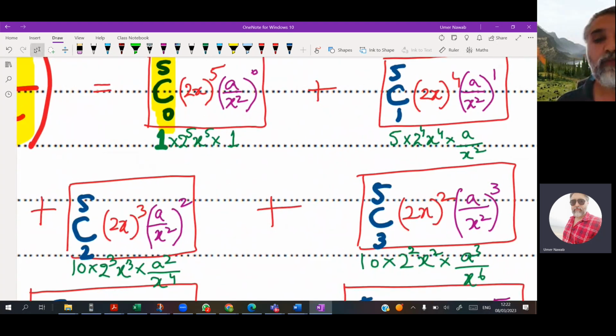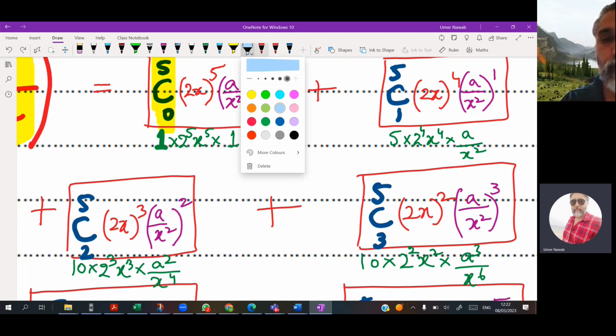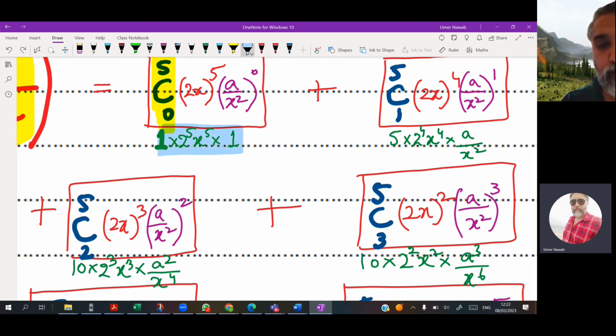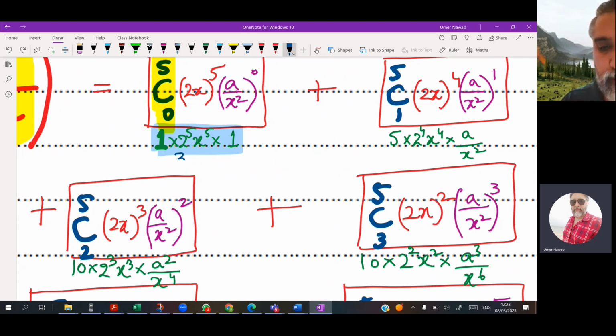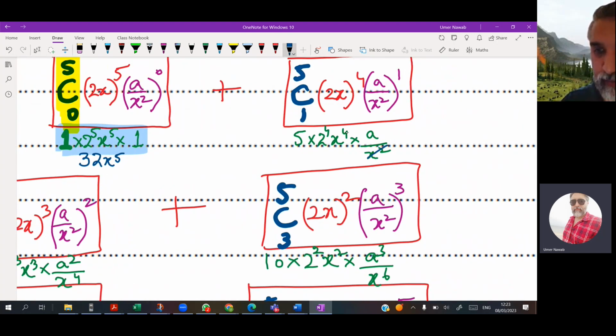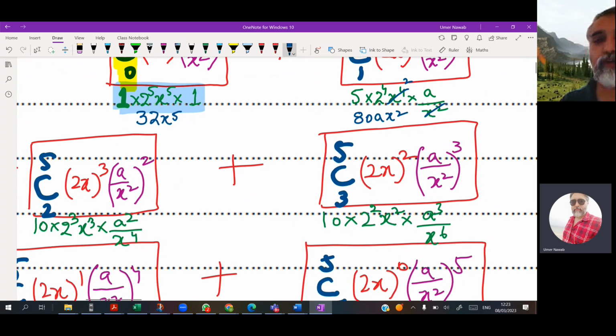Now you need to simplify. When you simplify this expression, guys, it gives you 32 x power 5. When I cancel them, I get 16 times 5, which is 80 a x squared after simplification.